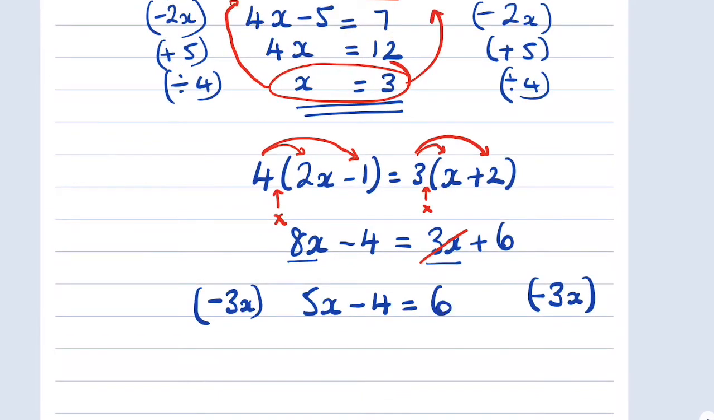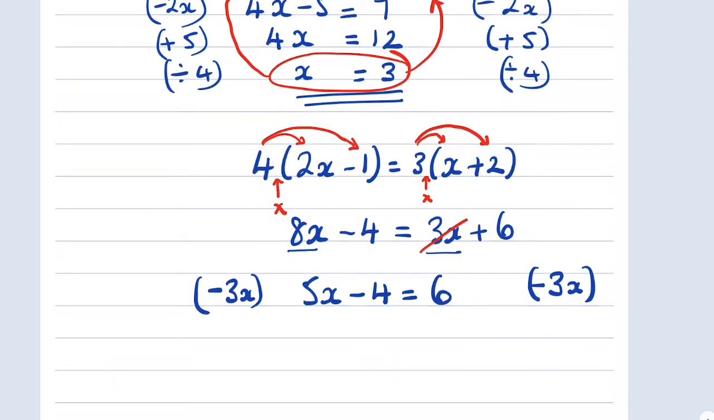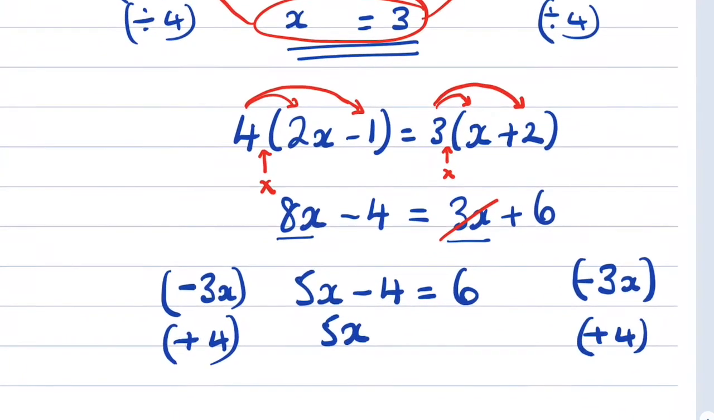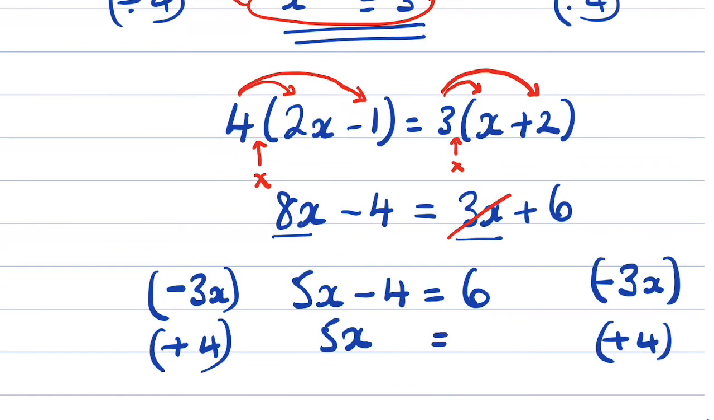So now we've ended up with 5x minus 4 equals 6. We want to get this on its own. Let's get rid of that negative 4. Think opposite. Let's add 4 to the left hand side and add 4 to the right hand side. As we add 4 to the left, we are left with 5x. Add 4 to the right hand side, we get 10. Okay, now 5x is worth 10.